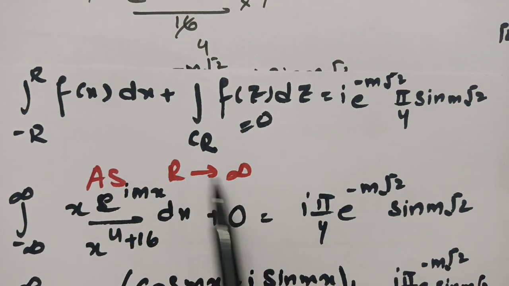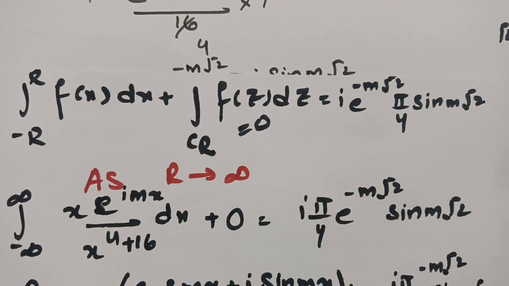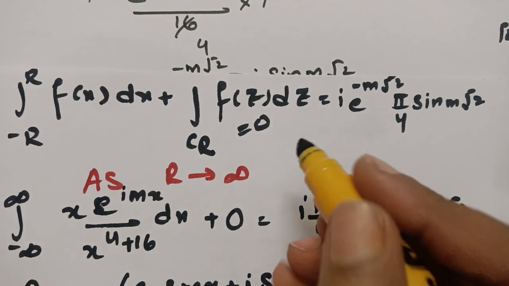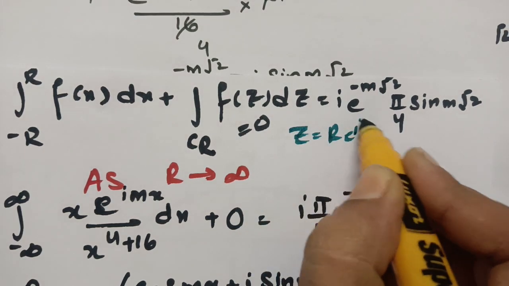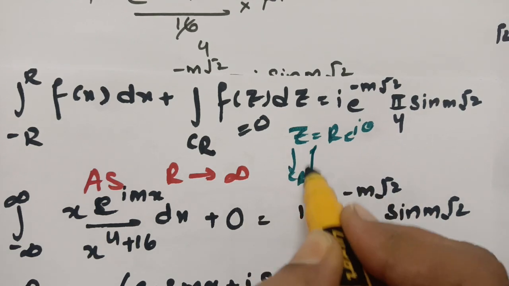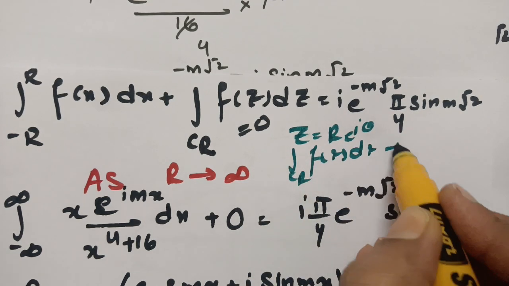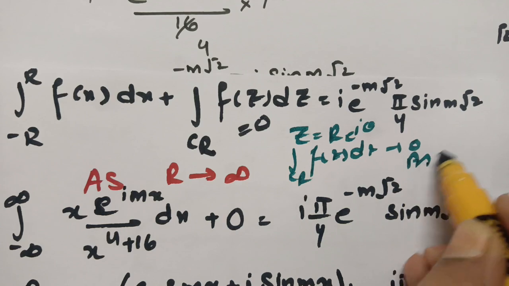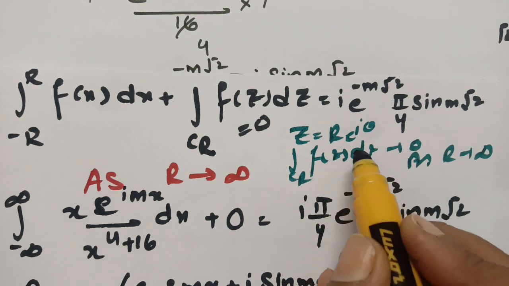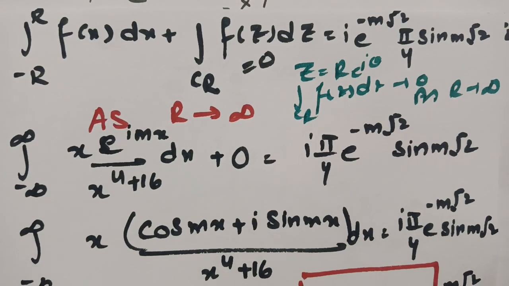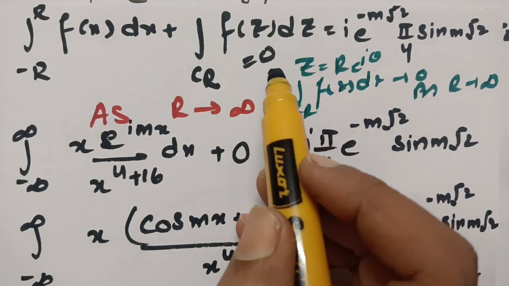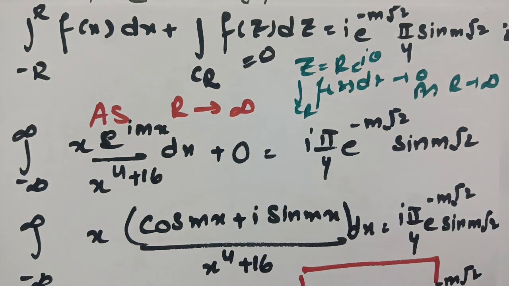So this can be split into two parts, and as r tends to infinity, if you substitute z equal to r e to the power i theta, the integral over cr of f of z dz tends to 0 as r tends to infinity. I have given clarity on this in my previous videos. Please go through that one. Here, as the video is very lengthy, I'm straight away writing it as 0.